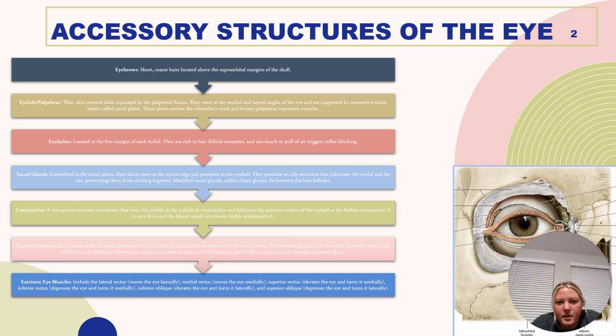And then lastly, the extrinsic eye muscles: the lateral rectus, which moves the eye laterally, the medial rectus, which moves the eye medially, and the superior rectus, which elevates the eye and turns it medially, the inferior rectus, which depresses the eye and turns it medially, the inferior oblique, which elevates the eye and turns it laterally, and the superior oblique, which depresses the eye and turns it laterally.